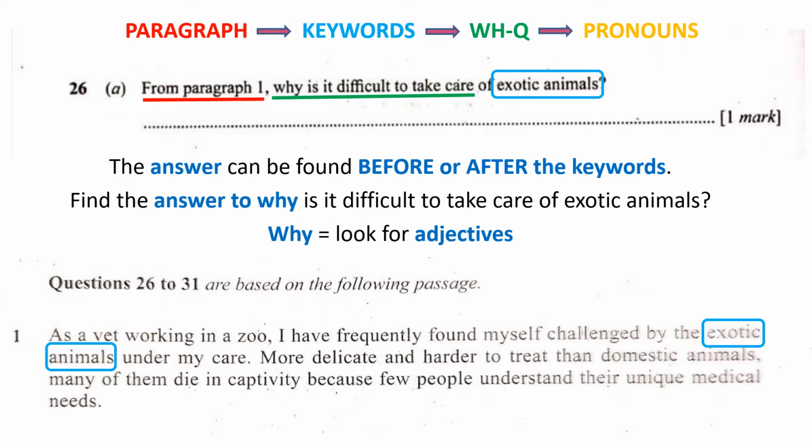So, under my care, more delicate. Delicate is an adjective. And harder to treat. This is also an adjective explanation. Lebih sukar untuk dirawat. So yes, this is the answer. Okay, this is the answer.